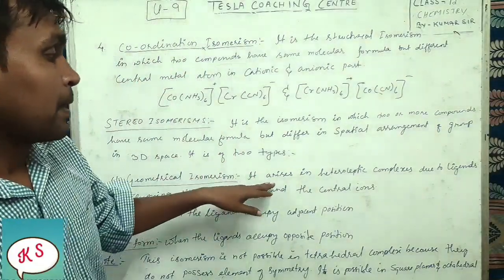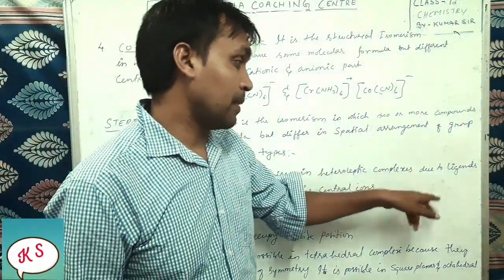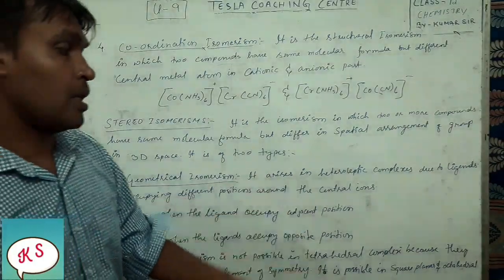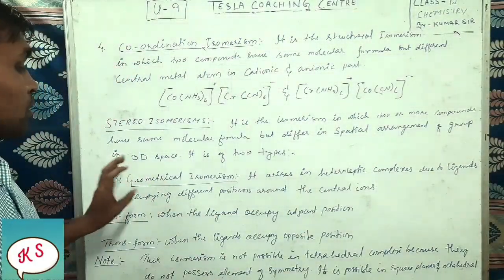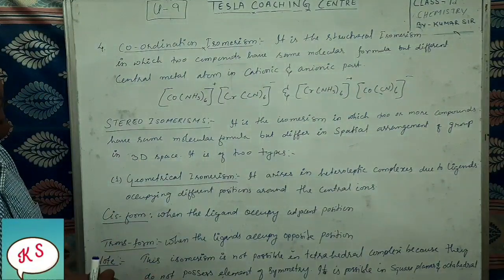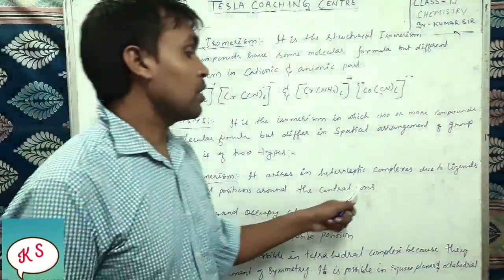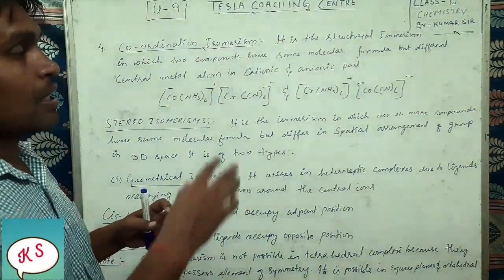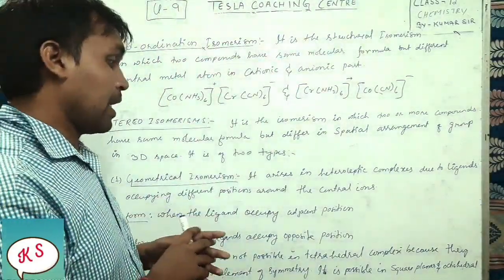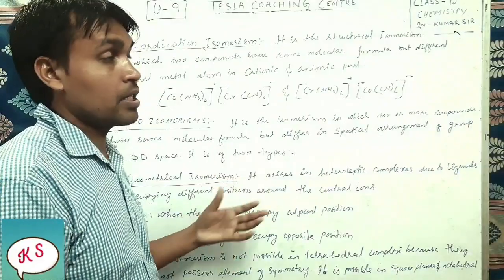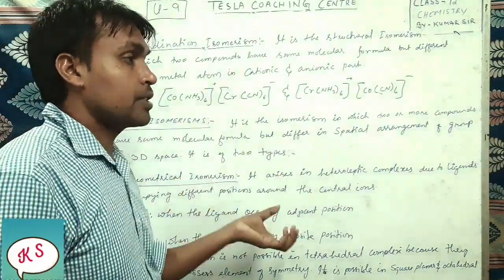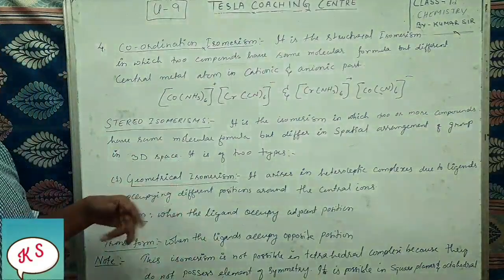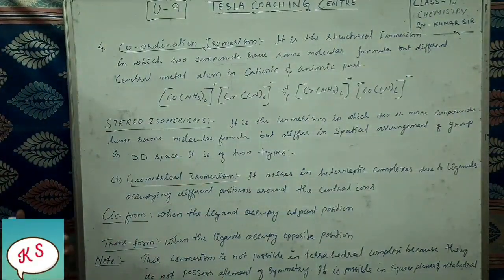You will understand. It arises in heteroleptic complexes due to the ligands occupying different positions around the central metal atom. So-called geometrical isomerism is valid only in what? Heteroleptic complexes, in which the ligands occupy different positions around the central metal atom. In such kinds of coordination compounds, we will see this geometrical isomerism. In geometrical isomerism, we have two forms.